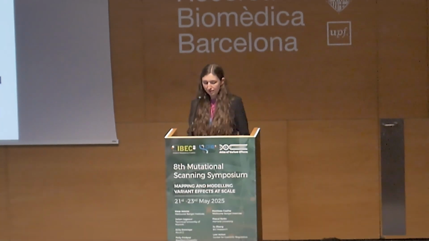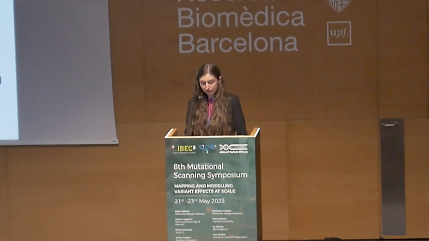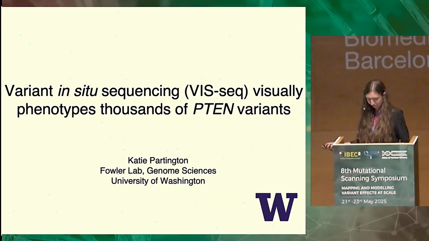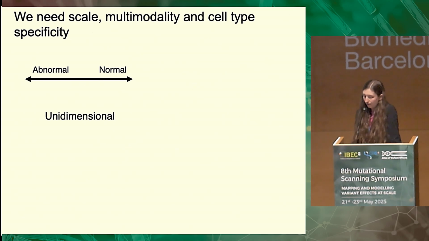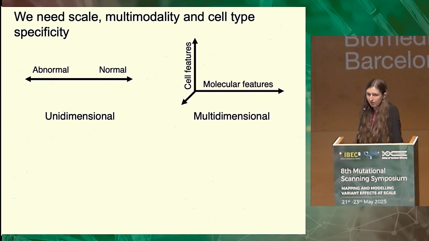So today I'll be talking about variant in situ sequencing to visually phenotype thousands of PTEN variants. I think a lot of the talks so far have really highlighted the great opportunities presented by mutational scanning data. As this approach becomes more mature, a lot of us are looking to move beyond one-dimensional readouts and attempt to measure multiple things at a time. This becomes especially important when we're looking at more complex phenotypes that we might not be able to read out through survival, for example.